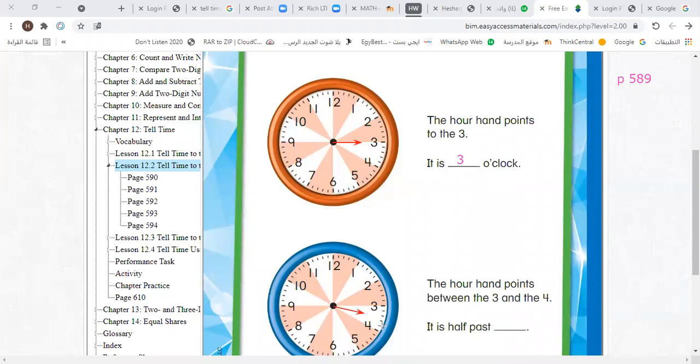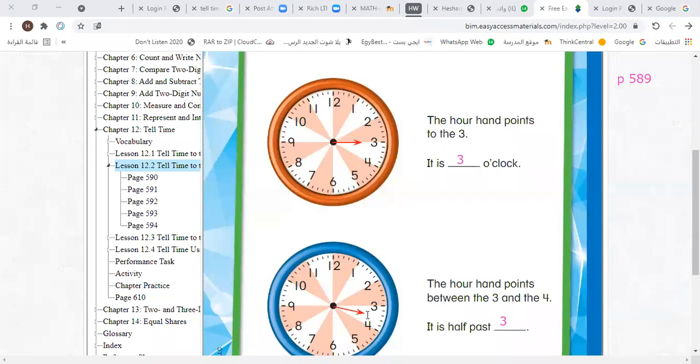So it's half past 3. Again, it's half past 3, not half past 4, grade 1. Take the previous number. It's half past 3. It means 3 and a half. Some of the boys say it's half past 4, but no, it's half past 3, not 4. Take the previous number.